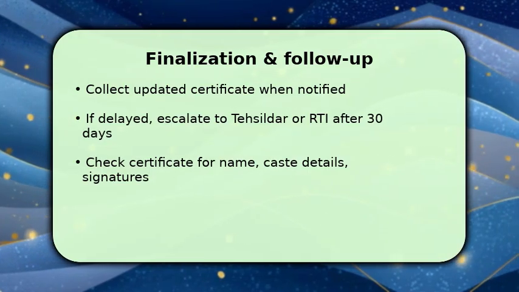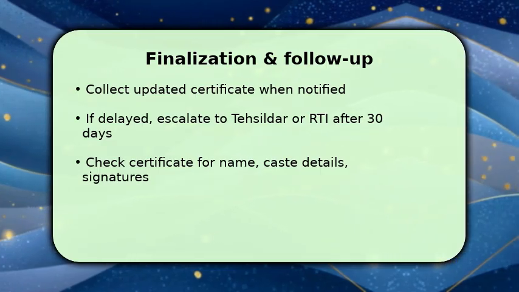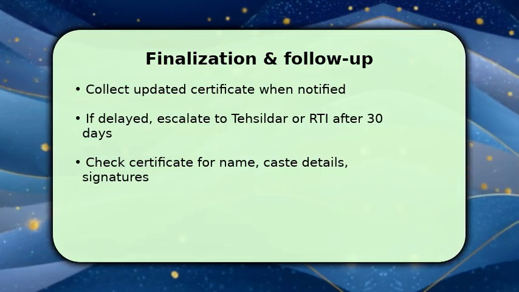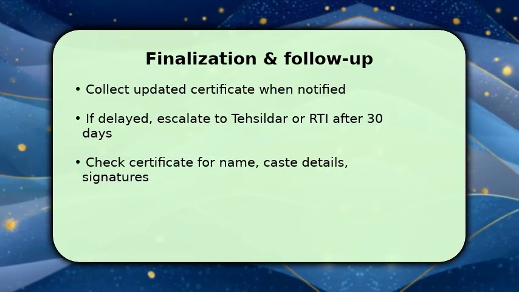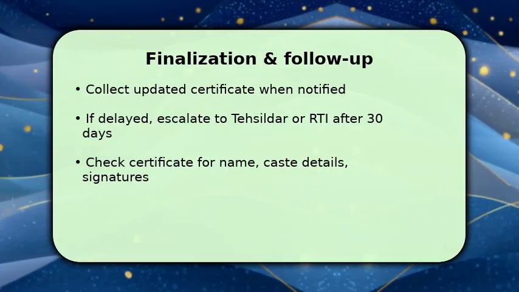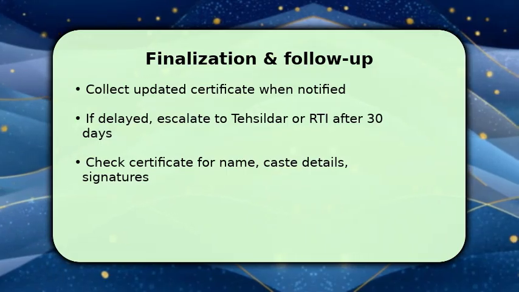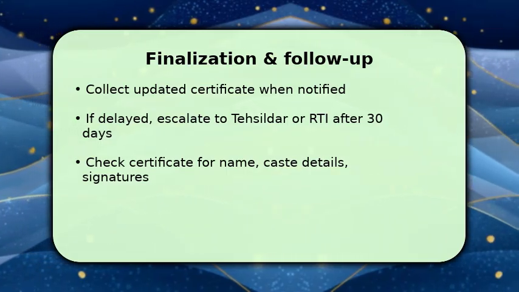If processing stalls beyond the promised period, escalate to the Tehsildar or file an RTI after 30 days to obtain status. One troubleshooting tip: if documents are rejected, correct the specific deficiency, then resubmit with the rejection.